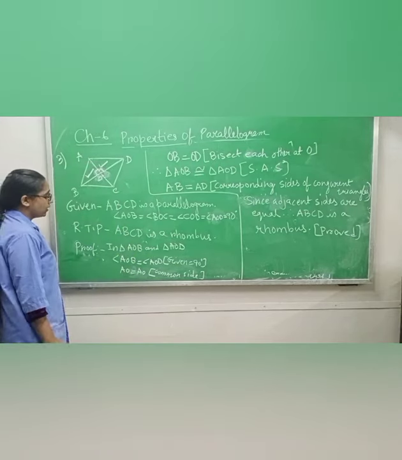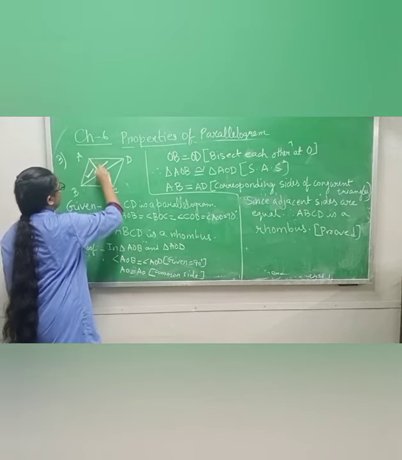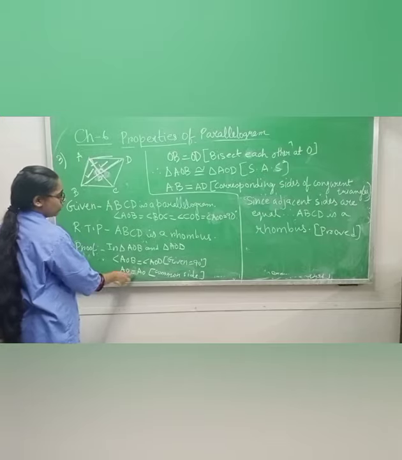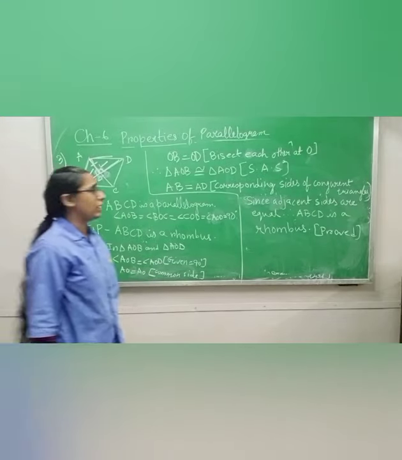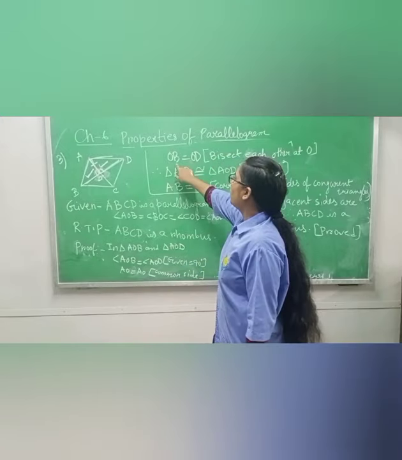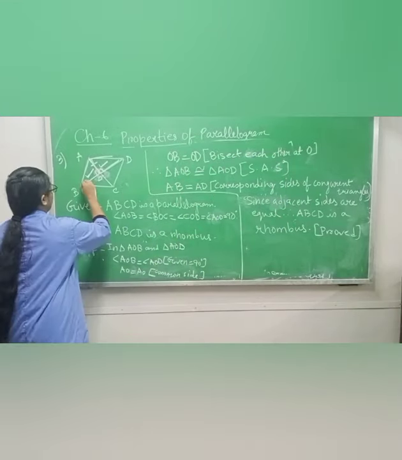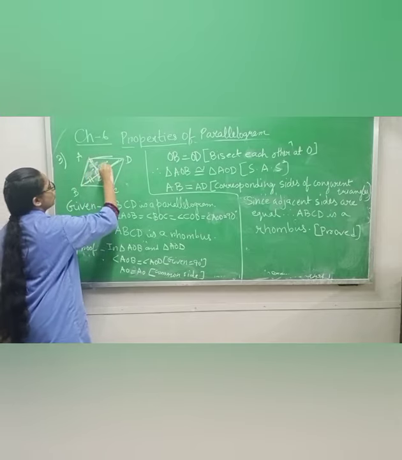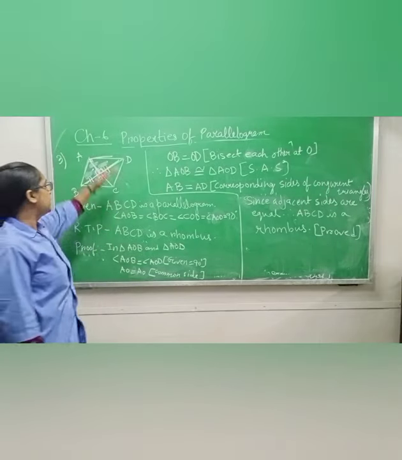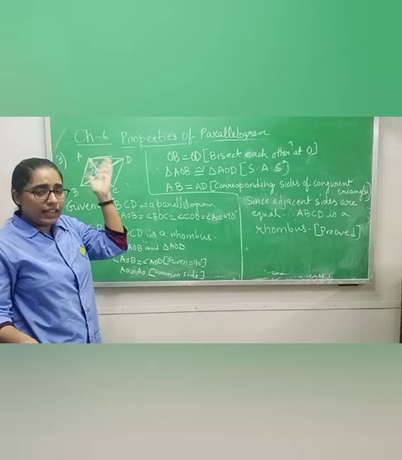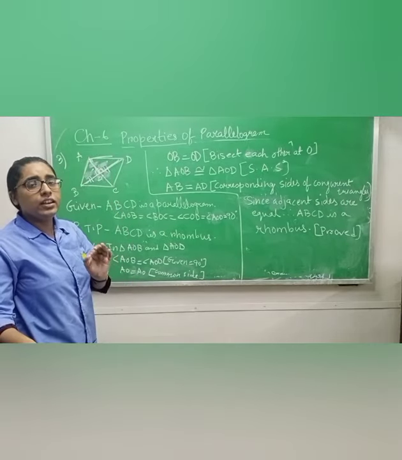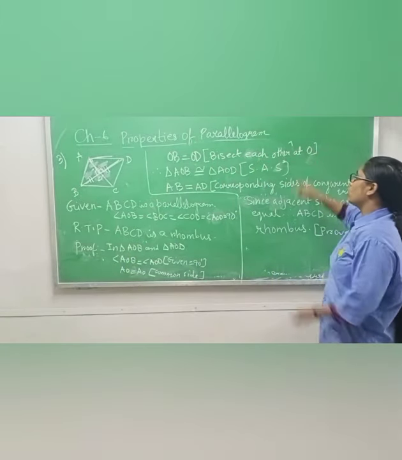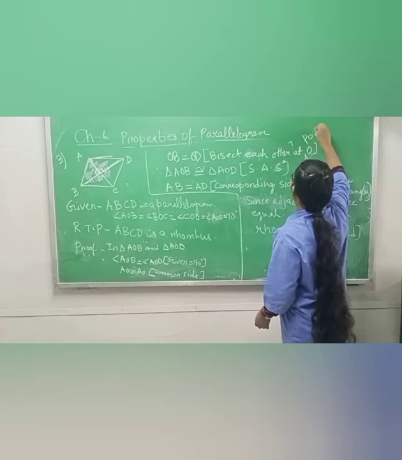Now which side is common? AO is common in this triangle and in this triangle also. See, this one is common. That is why I have written AO equals AO, common side. Now the third one is OB equals OD. Why are these two equal? Because they are intersecting at point O. When lines intersect and bisect, they intersect in equal halves. That is why I have written OB equals OD, bisect each other at point O.